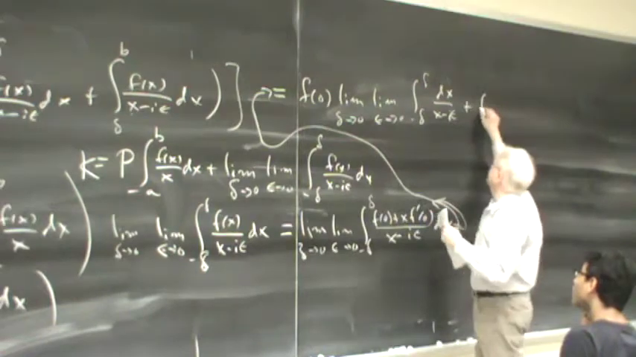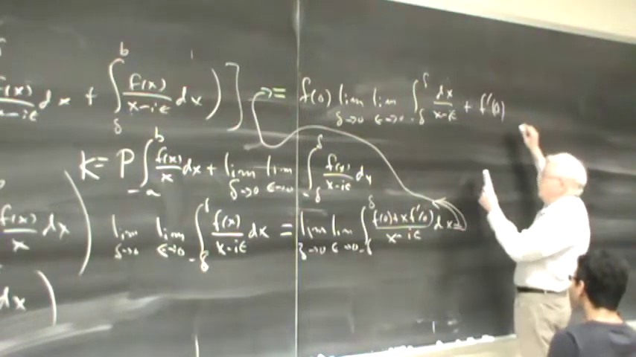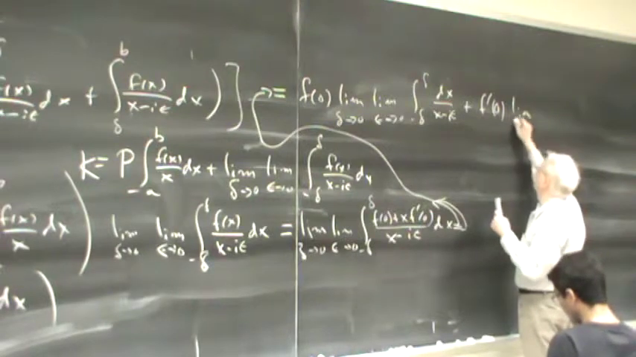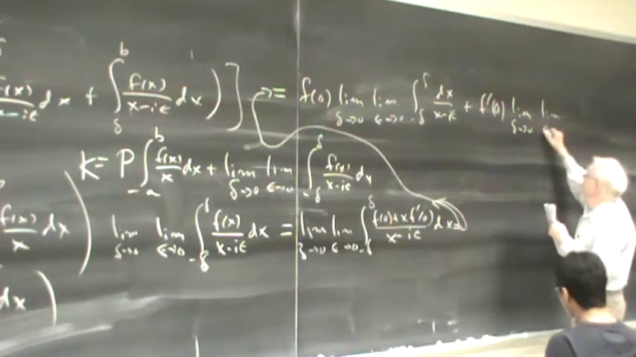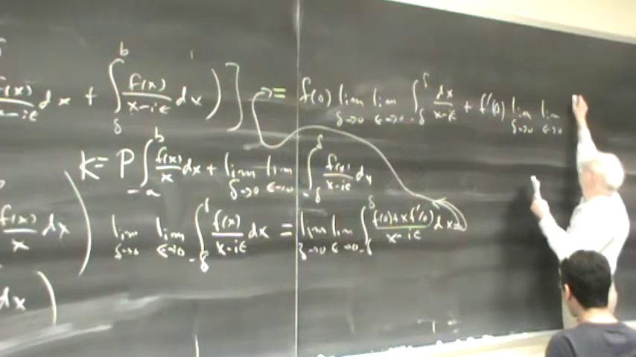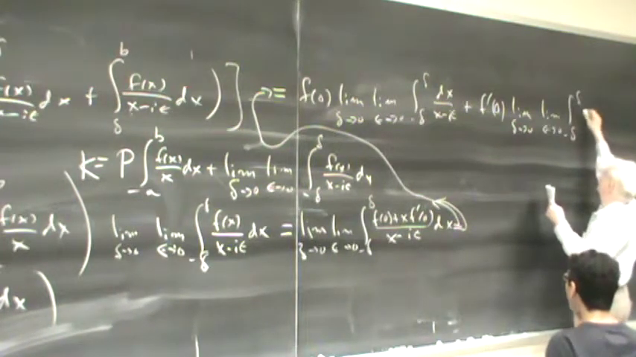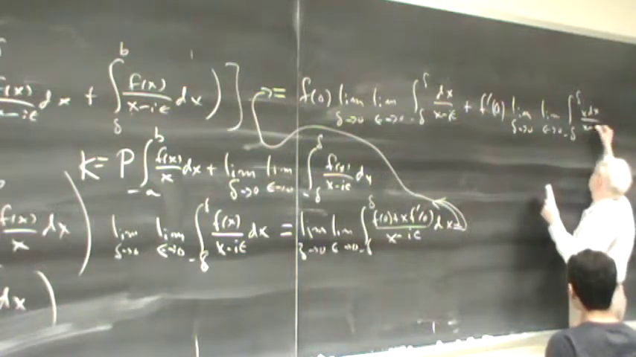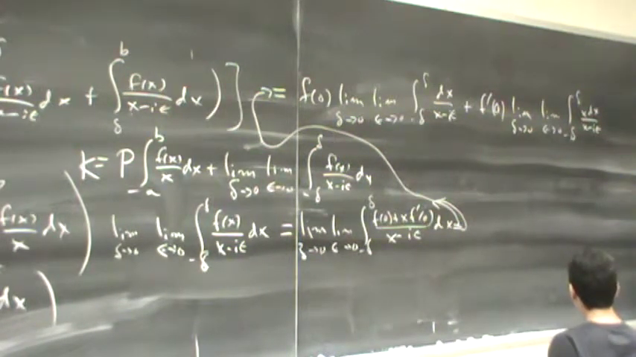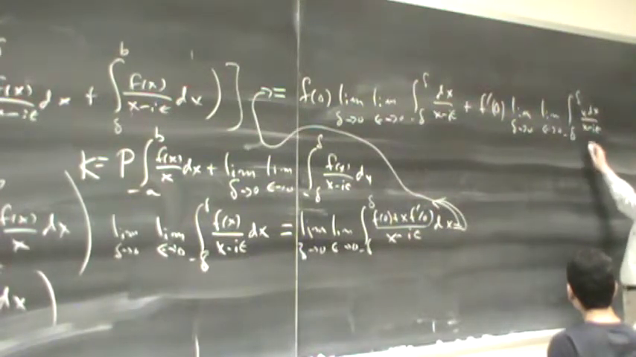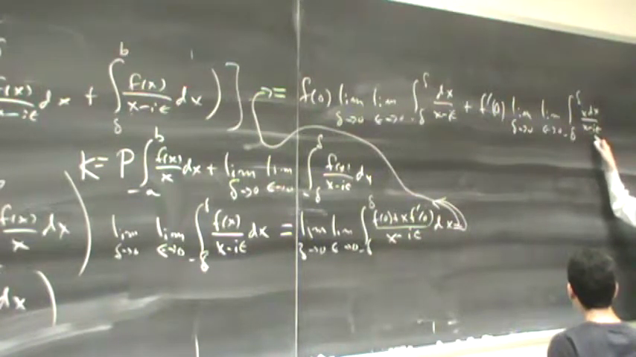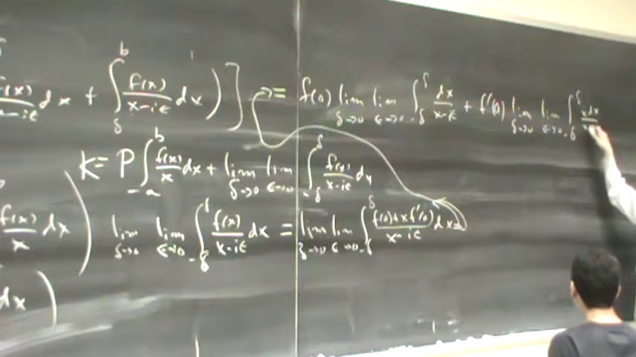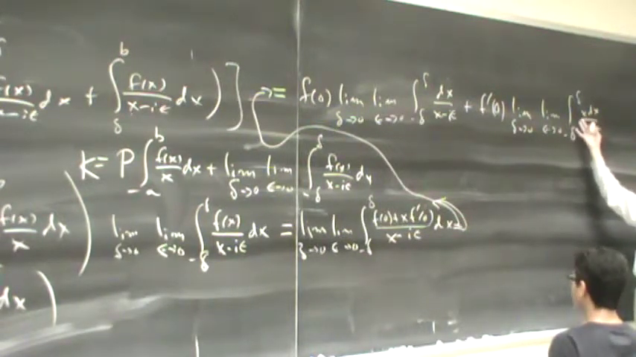And then we factor out the f prime of 0, and we have the limit delta goes to 0, limit epsilon goes to 0, of the integral from minus delta to delta of x dx over x minus i epsilon. Okay, now this second term is pretty simple because we can just take the limit epsilon going to 0. Well, when you do that, you just have the integral of x over x dx. That's the integral of 1, and that just gives you 2 delta.